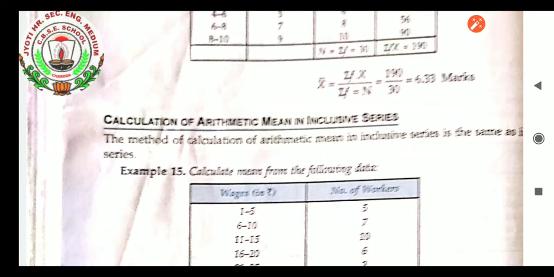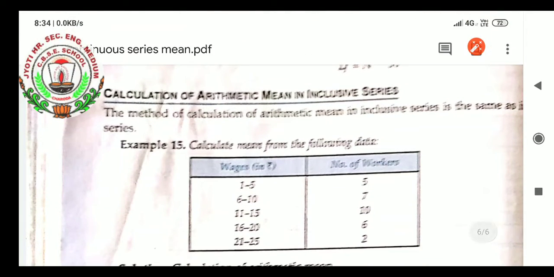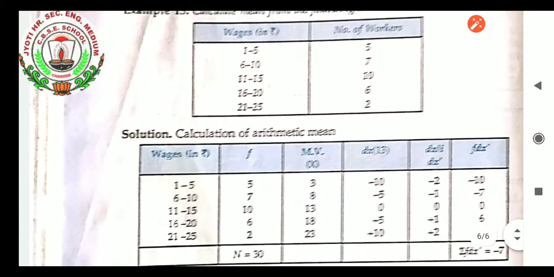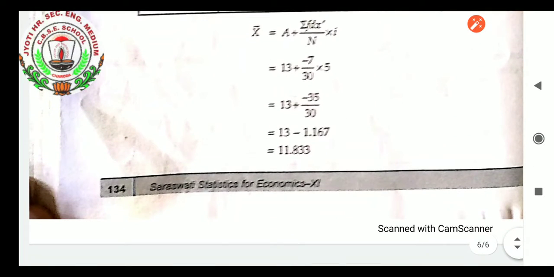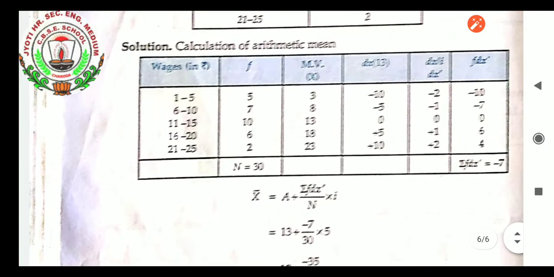Next, in the next class, we will be telling you the calculation of arithmetic mean in inclusive series. For today's class, this much only. Some types of questions are left out. This particular page is not so clear, so I won't be explaining it now. I will be explaining it later.